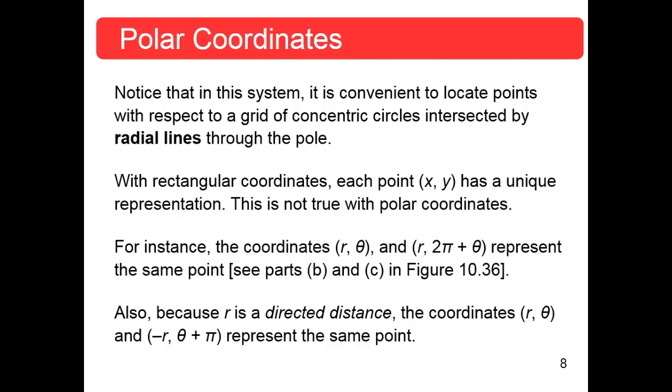Also, because r is a directed distance, the coordinates (r, theta) and (negative r, theta plus pi) are the same point. That's why I said we haven't even talked about negative r yet. A negative r would send you in the opposite direction for the angle theta that you're looking at. So that's a bit bizarre.